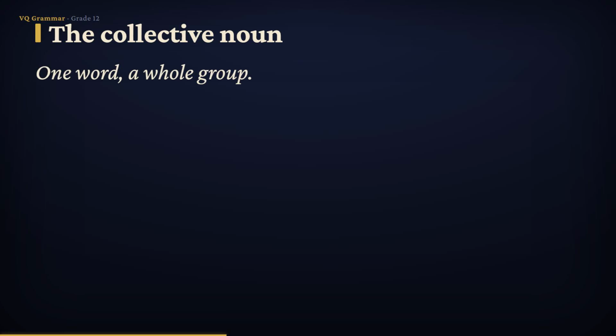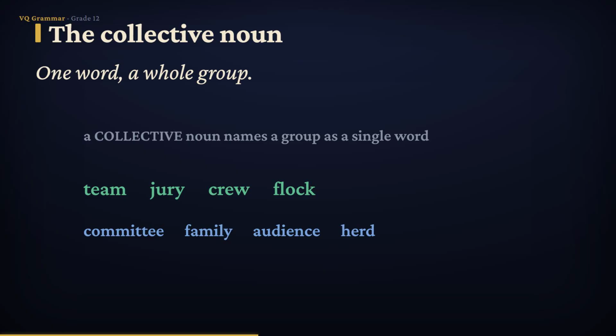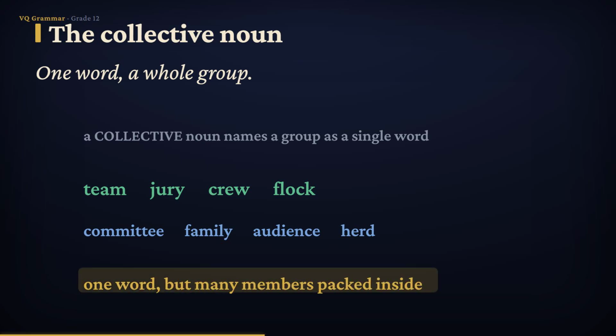Now for the interesting one, the collective noun. A collective noun uses a single word to name a whole group of members. Team, jury, crew, flock. Each of those is one word, yet it holds many people or things inside it. A committee is made of members, a family of relatives, an audience of listeners, a herd of animals. That's the special thing about a collective noun. It's grammatically one word, but many members are packed inside. And that little tension is exactly what makes the next question worth asking.